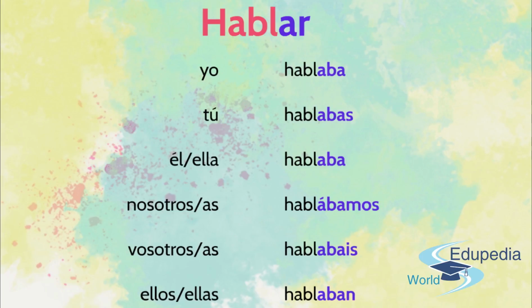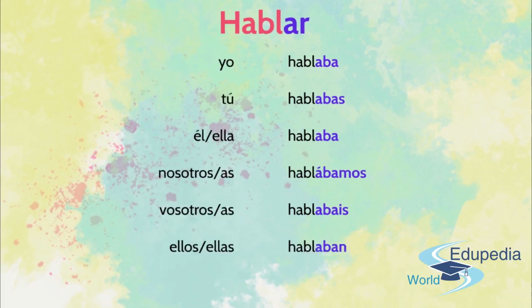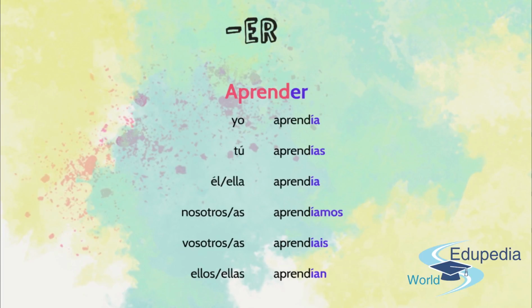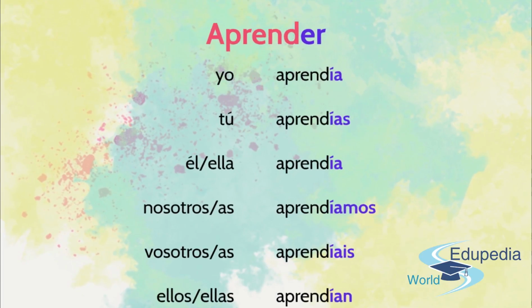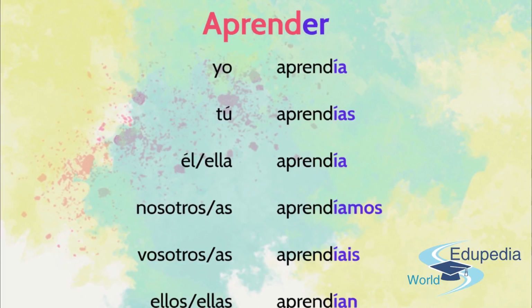Yo hablaba, tú hablabas, él, ella hablaba, nosotros, nosotras hablábamos, vosotros, vosotras hablabais, ellos, ellas hablaban. Could be translated as used to talk, I used to talk, for example, okay? That would be the best translation. Sometimes you just translate it into English as talked, okay? So, hablar. Take a look at it, take your time, read it. Hablaba, hablabas, hablaba, hablábamos, hablabais, hablaban.